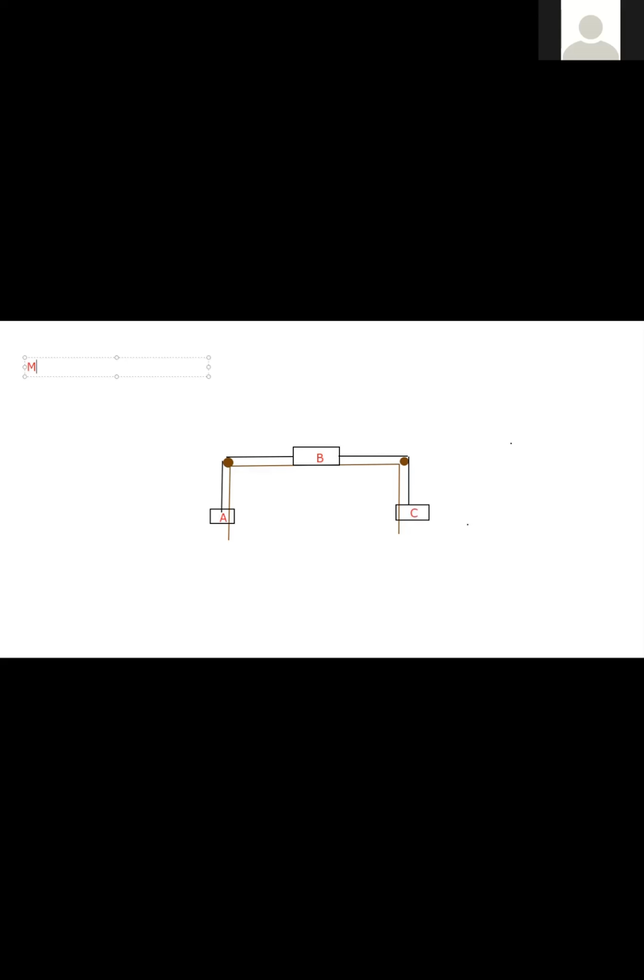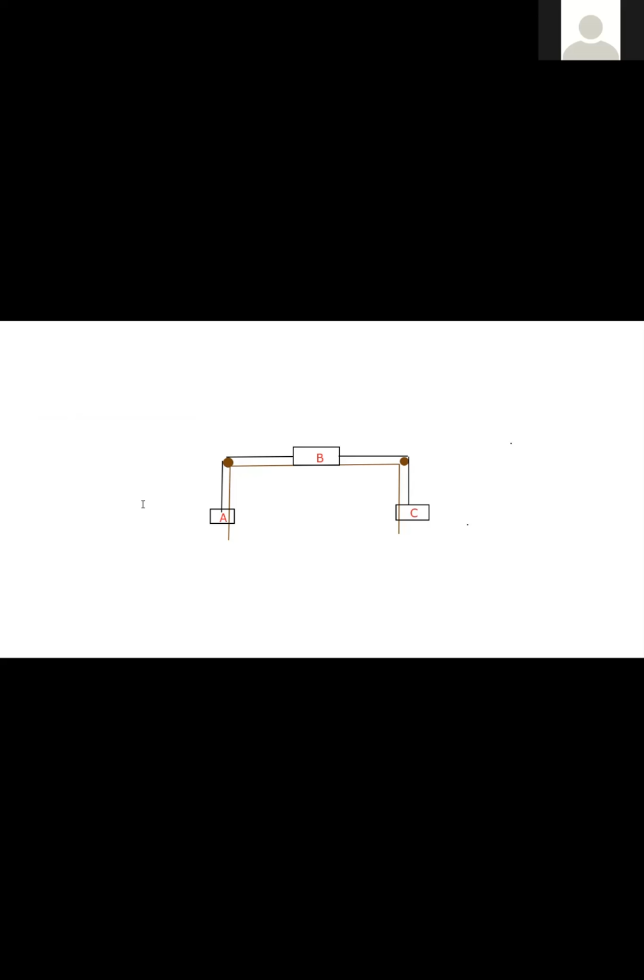The mass of A equals 0.5 kilograms. The mass of B equals 1.2 kilograms. The mass of C equals, looks bigger, doesn't it? We'll make it 0.8 kilograms. Your goal, find the acceleration of the system.